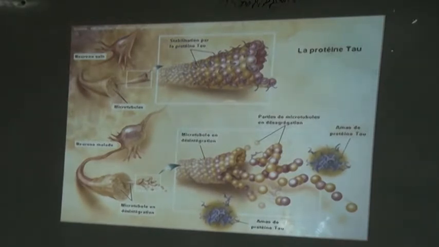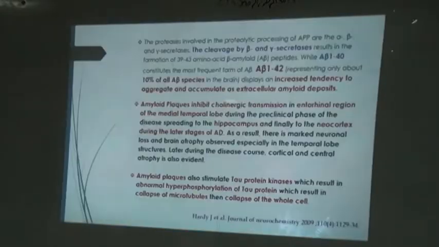Neurofibrillary tangles are basically, here is the cytoskeleton of the nerve cells, the microtubules. The microtubules are the cytoskeleton of the nerve cell. Tau protein stabilizes the microtubules. So hyperphosphorylation of tau protein causes destabilization of the microtubules and collapse of the whole nerve cell. Beta amyloid 40 and 42 are implicated.